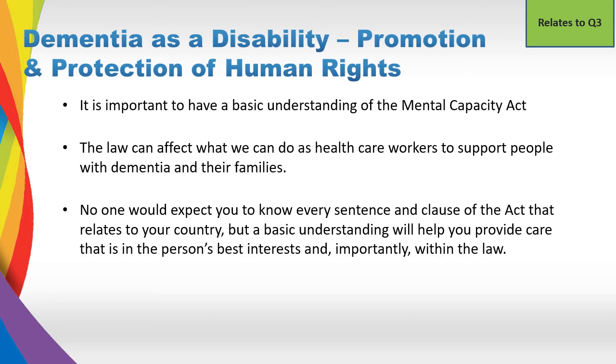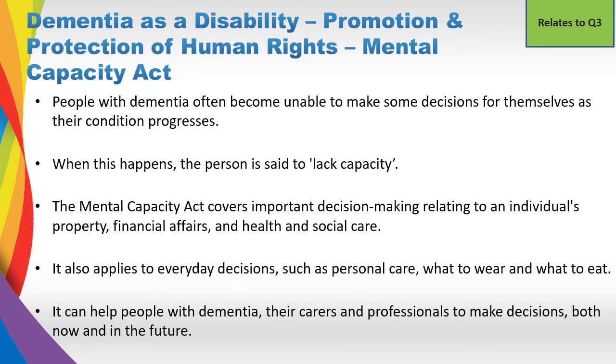So let's think about the Mental Capacity Act, the human rights. So it's important to have a basic understanding of the Mental Capacity Act. We don't need to understand the full thing here, but the law can affect what we do as healthcare workers to support people with dementia. So no one would expect you to know every sentence and clause of the Act that relates to your country, but a basic understanding will help you to provide care that is in the person's best interests and, most importantly, is law-abiding. So let's have a look what the Mental Capacity Act says.